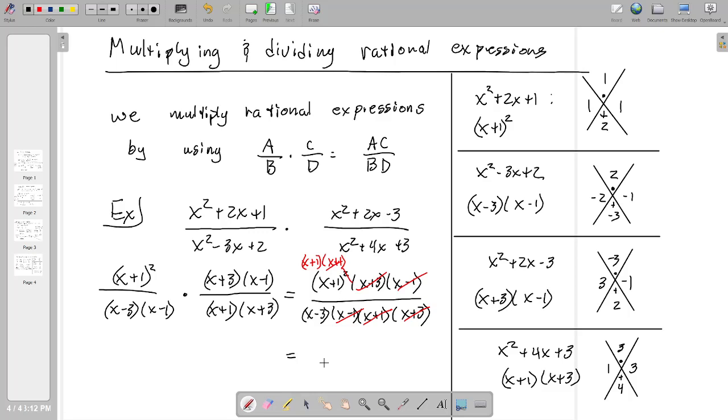All that's left on the top is x plus 1, and all that's left on the bottom is x minus 3. And that will be it.